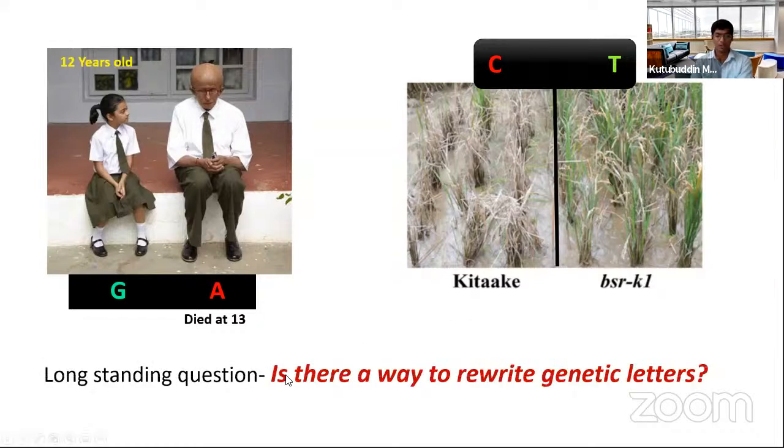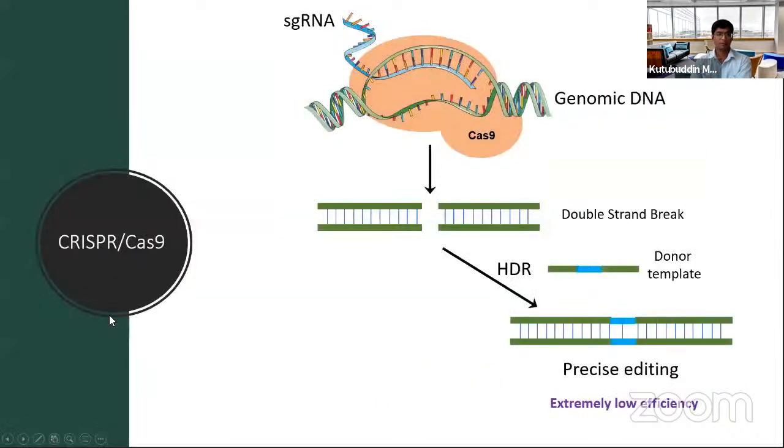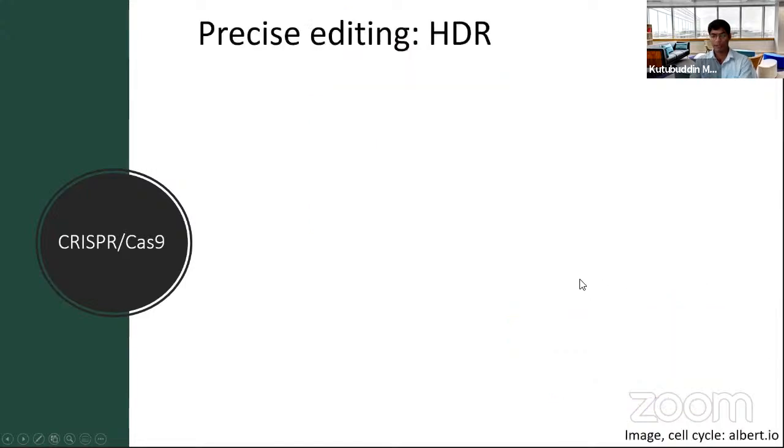So the question is, is there a way to rewrite genetic letters? We have to specifically rewrite from C to T and here G to A, in order to cure them or to develop a resistant plant, but conventional CRISPR-Cas9 cannot do that. It can disrupt a gene, but cannot precisely correct a gene. If you want to correct that kind of single change, then you have to go through the homology-directed repair pathway. But that is, I told you, extremely low, very, very low in efficiency. So that's why it is very difficult to achieve this kind of change in the genome.